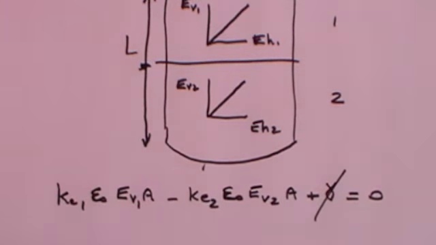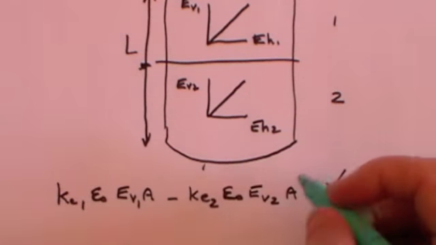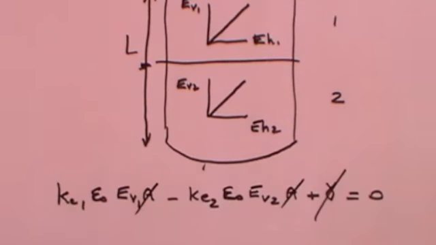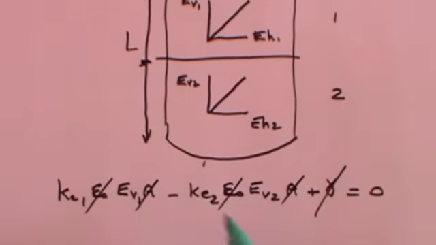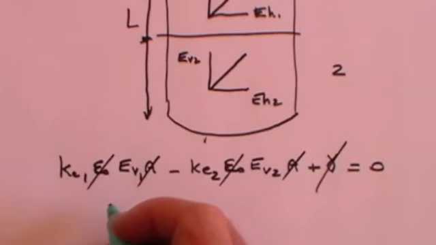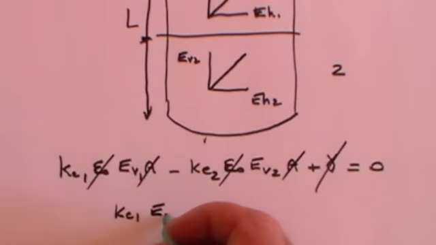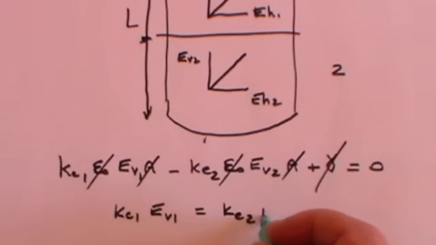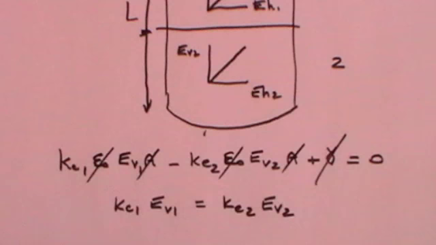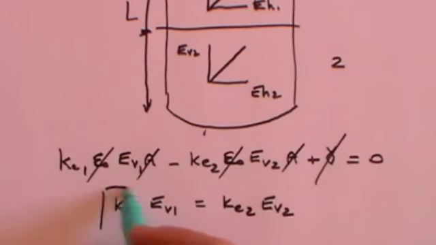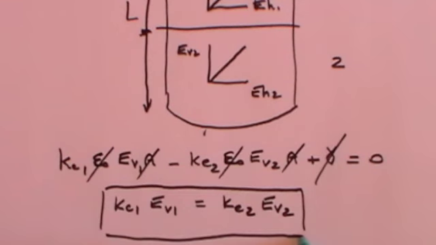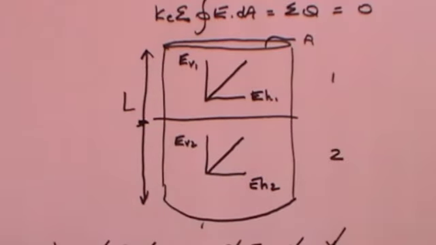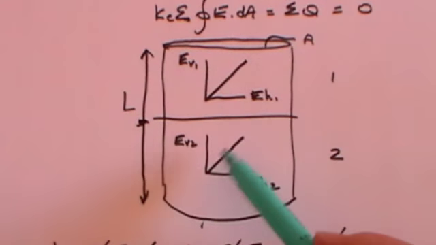Consequently, that term disappears. And because we've got an equation which equals 0, we can divide both sides by A, so A now disappears. We can also divide both sides by epsilon naught, so epsilon naught disappears. And we can take the remaining term on the other side of the equation, and that will give us that KE1 times EV1 equals KE2 times EV2. And that is the first boundary condition.